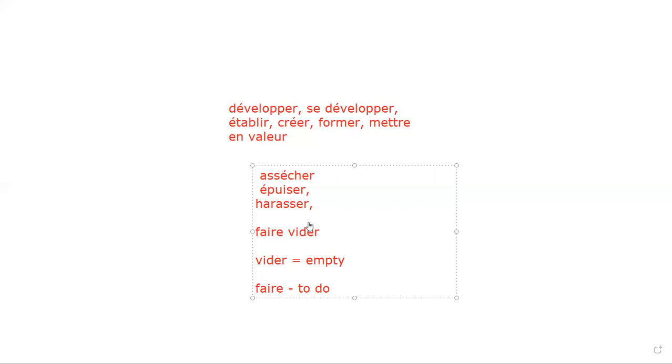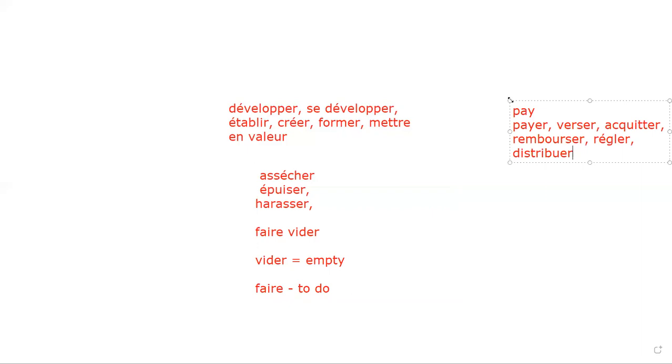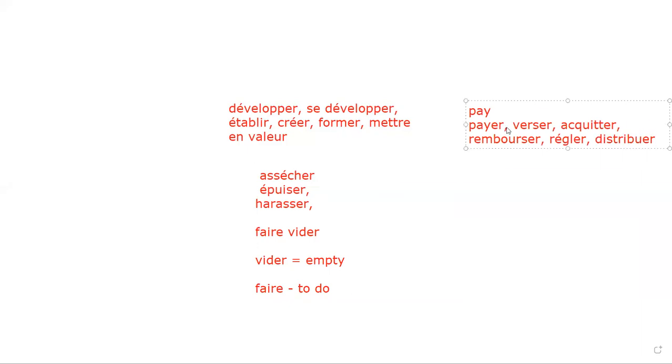So team, now I'm giving the vocab of pay. Very important. Payer. Repeat after me, team. Payer. Pay, my verb to pay. Verser is also a verb to pay. Acquitter is to repay. Rembourser is to reimburse. Is it clear to you?